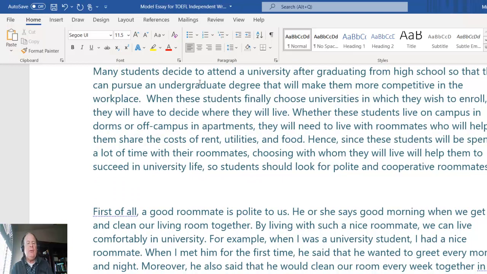Many students decide to attend a university after graduating from high school so that they can pursue an undergraduate degree that will make them more competitive in the workplace. When these students finally choose universities in which they wish to enroll, they'll have to decide where they will live, whether these students live on campus in dorms or off campus in apartments.